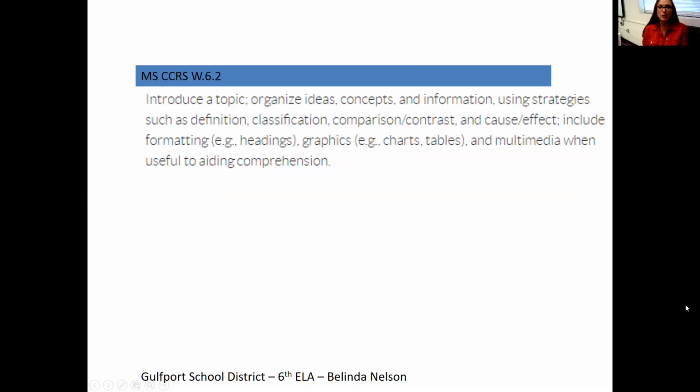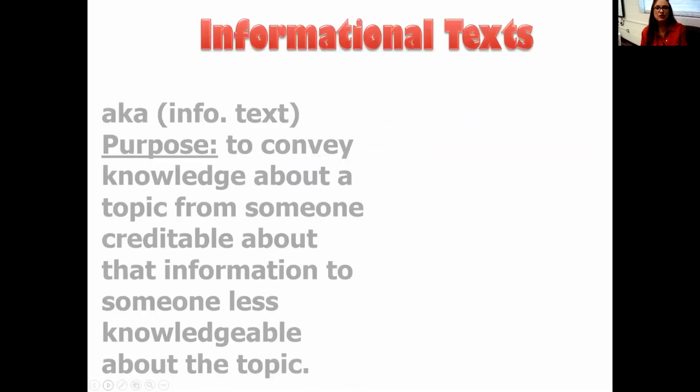Okay, today what we're going to be working on is our writing standard 6.2. Introduce a topic, organize the ideas, concepts, and information using strategies like those text features and text structures that we've already talked about: compare and contrast, classification, cause and effect, using graphics, headings. All of those things is what we're going to be working on today. So I want you to take a look.